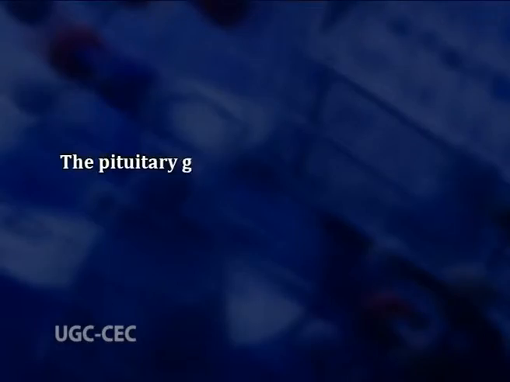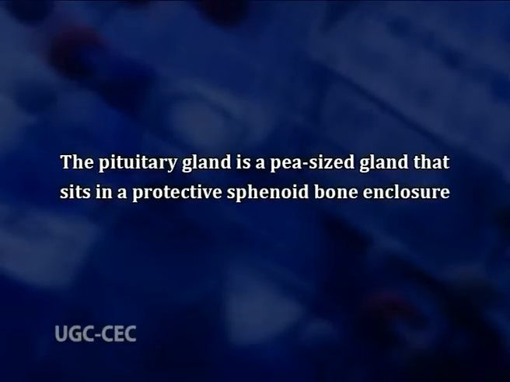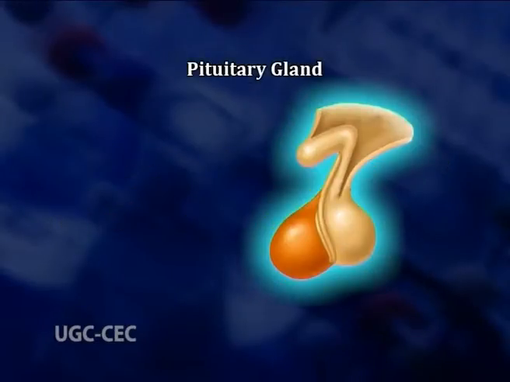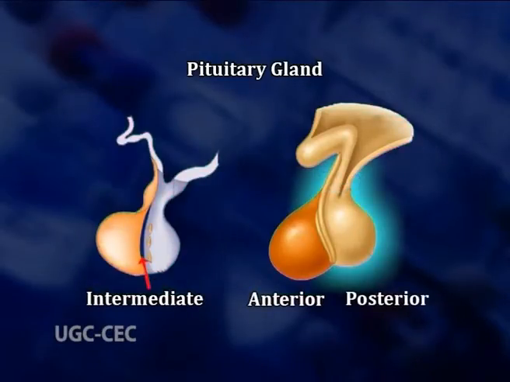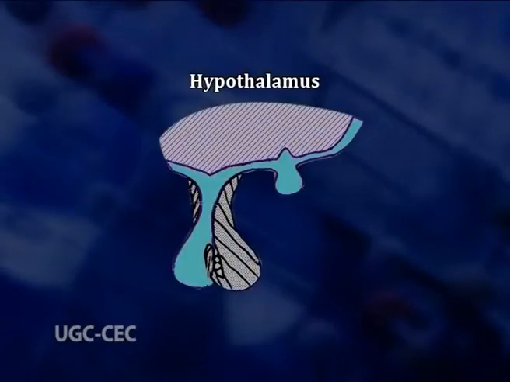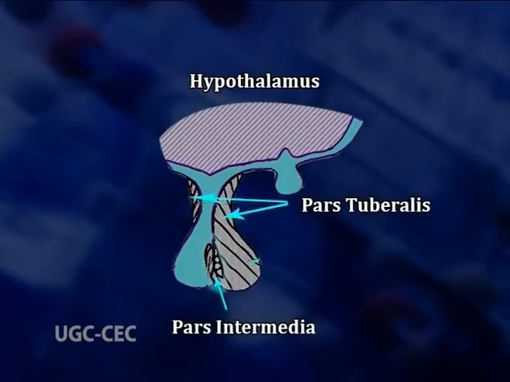The pituitary gland is a pea-sized gland that sits in a protective sphenoid bone enclosure called the sella turcica. It is composed of 3 lobes: anterior, intermediate and posterior. The anterior pituitary is divided into anatomical regions known as pars tuberalis, pars intermedia and pars distalis.